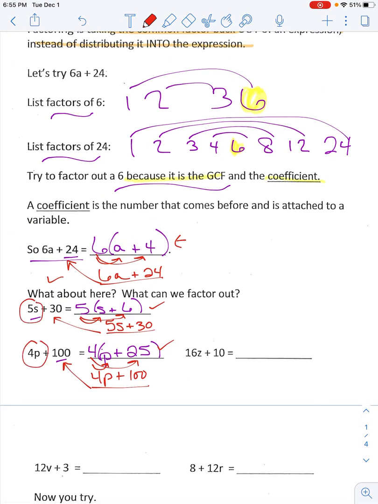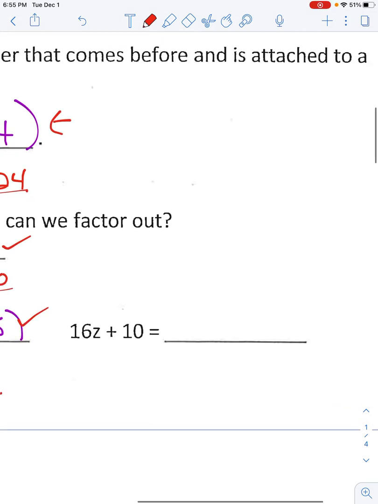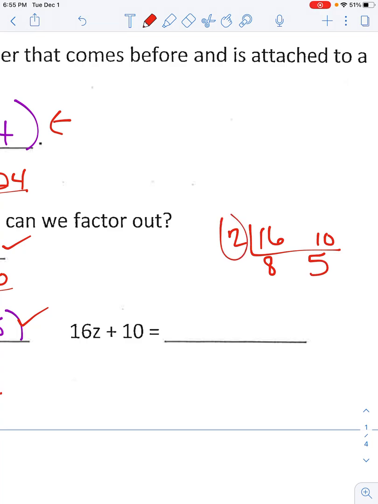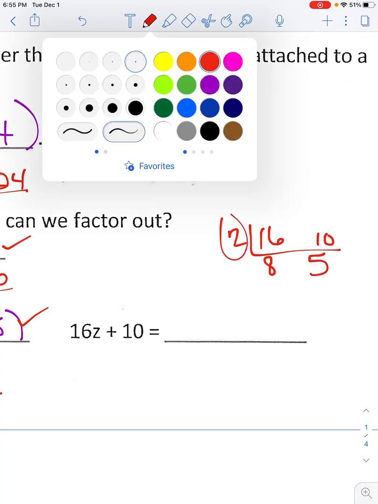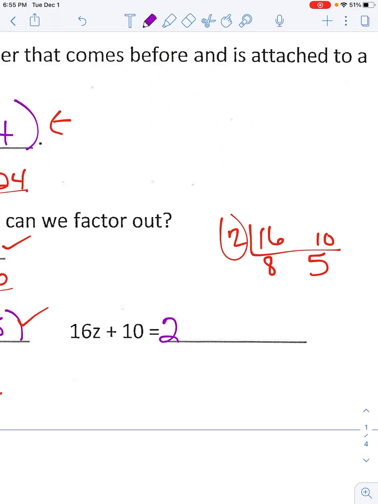Before, when we were looking at the numbers, it was always kind of the coefficient, the number in front of the letter. Here, 16 is not the greatest common factor. They do not have 16 in common, okay? So what do they have in common? If you're not sure, put 16 and 10 into a division ladder to find the GCF. They're both even. Nothing else can go into 8 and 5. 2 is our greatest common factor, okay? So they have a 2 in common.